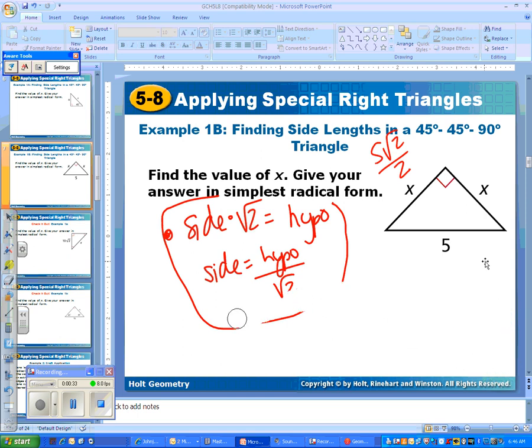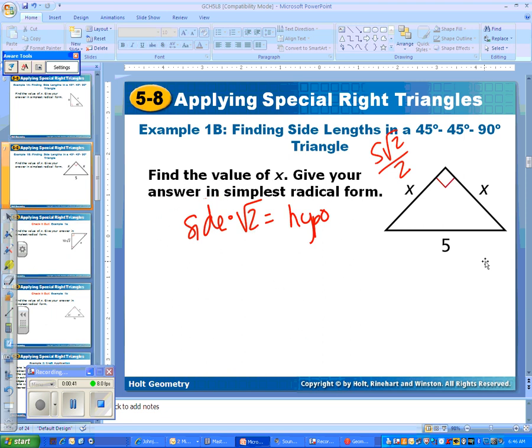Again, the shortcut that I told you is, if you can remember that for 45, 45, 90 triangles, the side length times radical 2 equals the hypotenuse, it's going to be quicker. And let me show you why. So the side length this time is x times radical 2 equals the hypotenuse, which is 5. Well, we want to solve for x, so we have to divide both sides by radical 2. And now we have x equals 5 divided by radical 2.